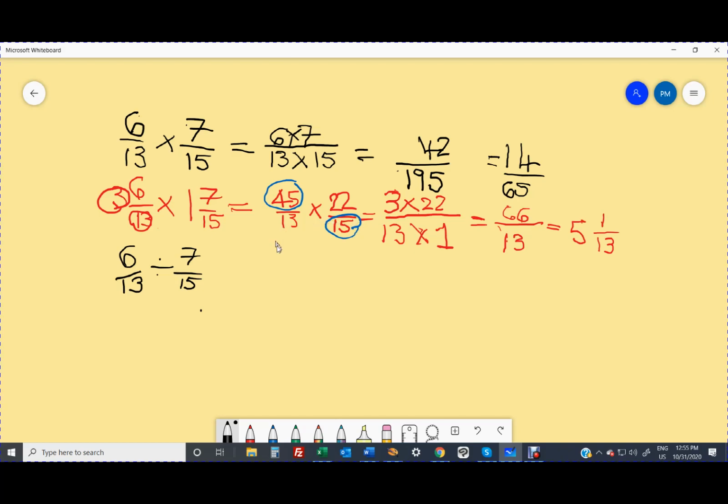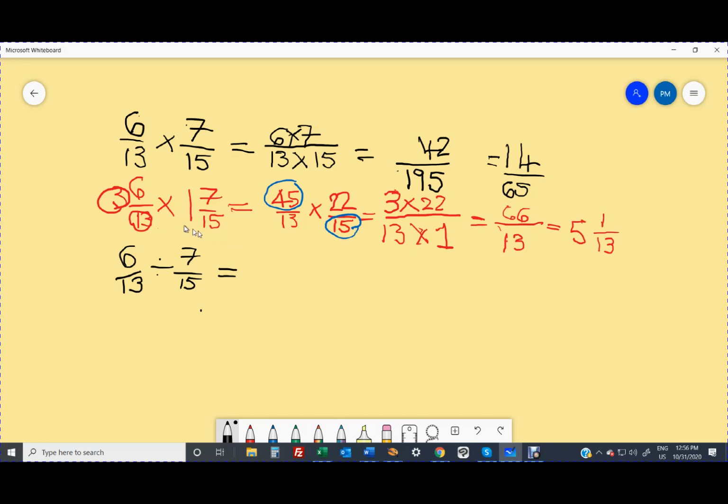Panic, panic, panic. Right, the first thing you've got to do is never, ever panic. The reason is, if you panic, your brain will seize up. What you've got to do is stay relaxed. So you've got to look at 6/13 divided by 7/15. How am I going to do that? Well, it's easy. You flip the fraction behind the divide sign. You flip it, and I will show you.